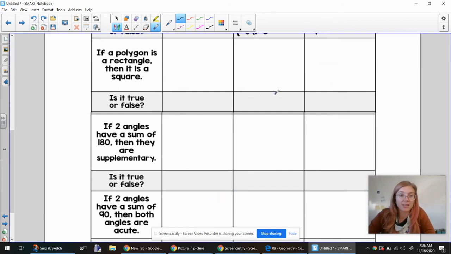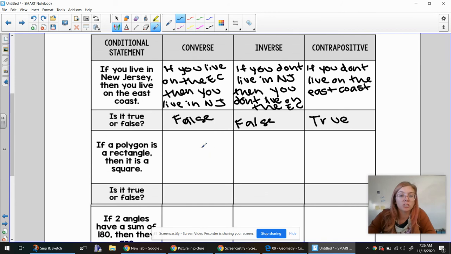Welcome back. Let's go through the rest of these examples. So if a polygon is a rectangle, then it's a square. Is that true or false? So for our converse, we're going to flip these. So if a polygon is a square, then it is a rectangle. That's true.